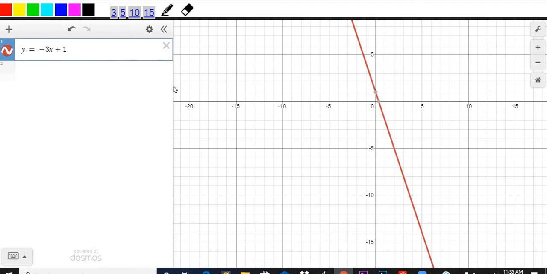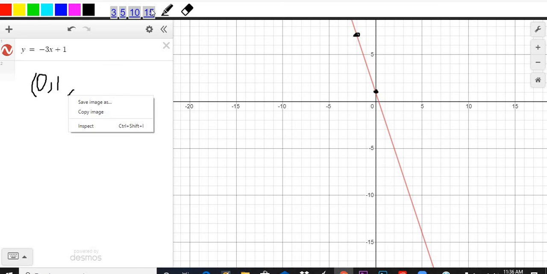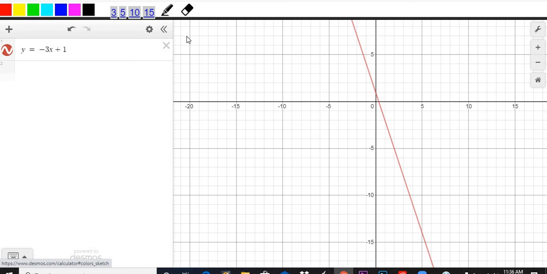So once again, we're going to solve this by finding 2 points on the graph. So let's choose this point, and then I'm going to choose an easy point, this one. Now we just have to look at the coordinates. This one is 0, 1, and then the other one.